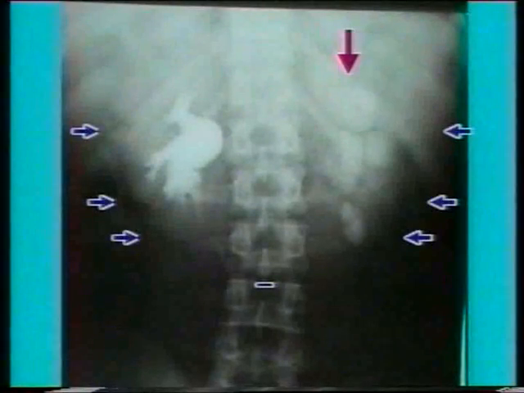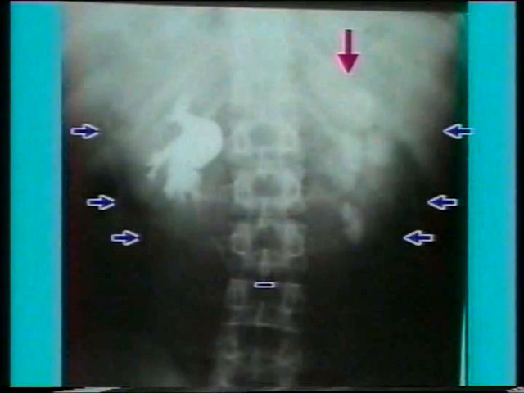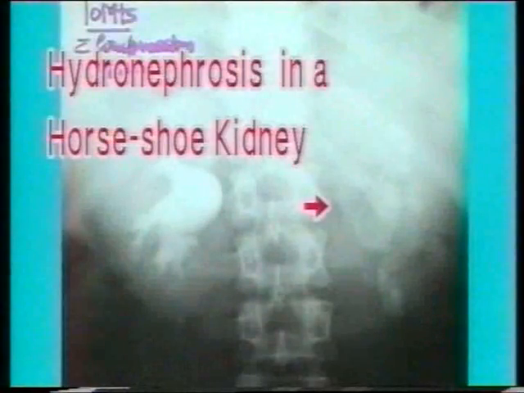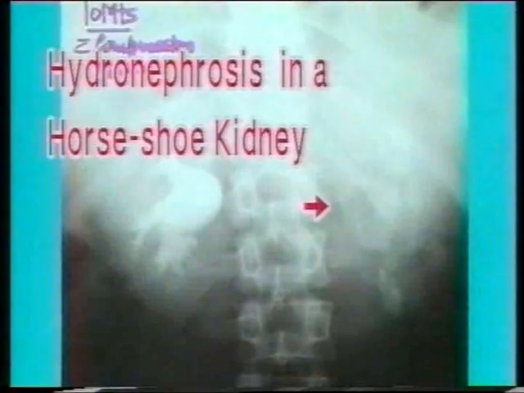Another common complication associated with a horseshoe kidney is hydronephrosis. Note the dilated calyces on the left side shown by the red arrow. The ureters are angulated as they pass over the fused isthmus. This results in pelviureteric junction obstruction, stasis, infection and calculus formation. Note the hydronephrosis of the left kidney. The horseshoe shape is well seen and the isthmus usually lies in front of the third or fourth lumbar vertebra.